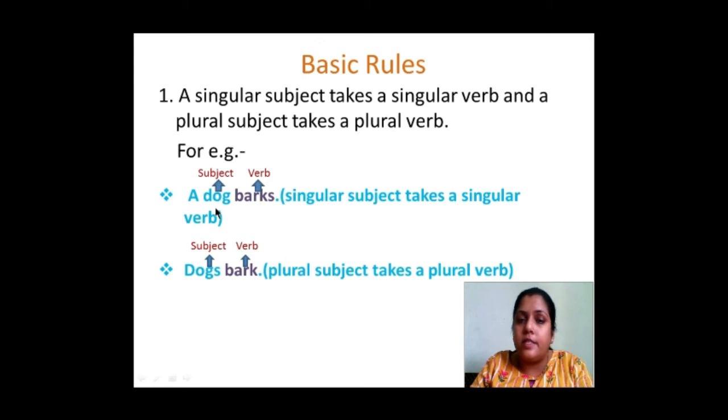Look at the first example. Here, a dog is a singular subject and it is followed by a verb, barks, which is a singular verb. Next example, dogs are plural subject. It is followed by the verb bark, which is a plural verb. To make it more clear, let's look at this.